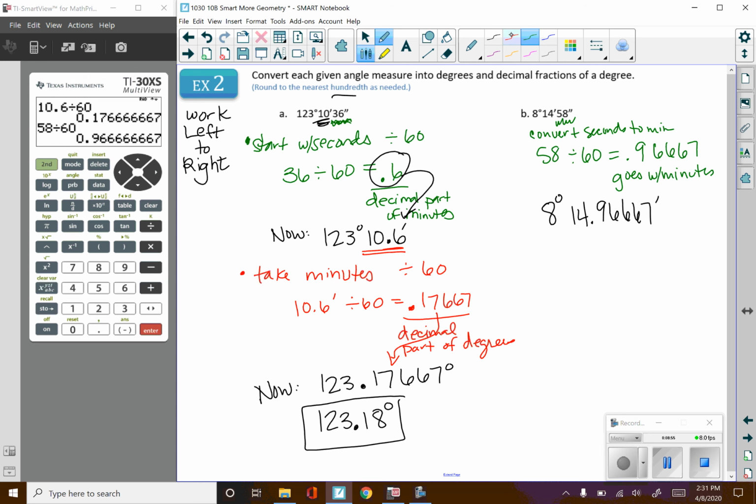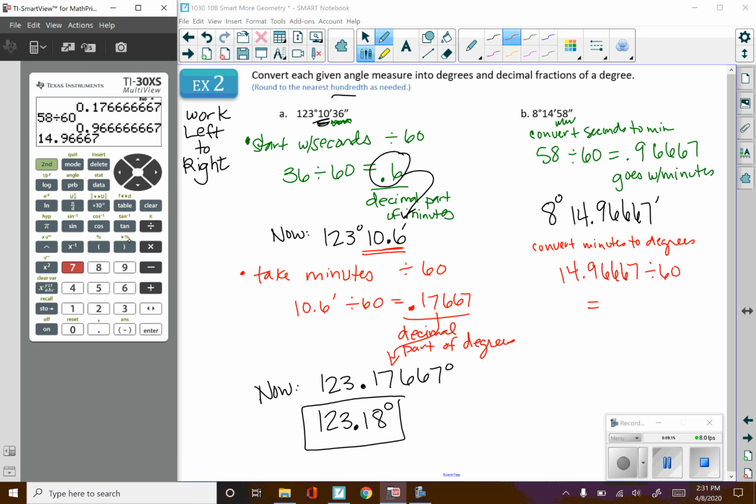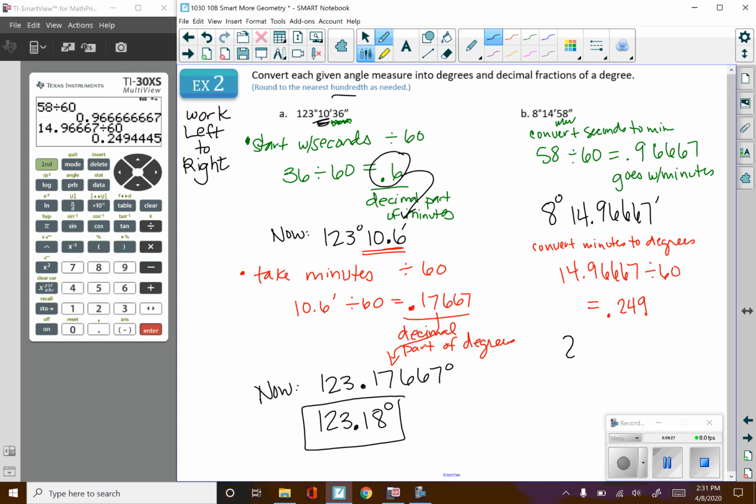Now we're going to convert the minutes to degrees. So we're going to take that 14.96667 and divide it by 60 to get 0.249. So our final answer is going to be 8. Now this goes with that 8.249. So if we're rounding to the nearest hundredth, that would be 8.25 degrees.